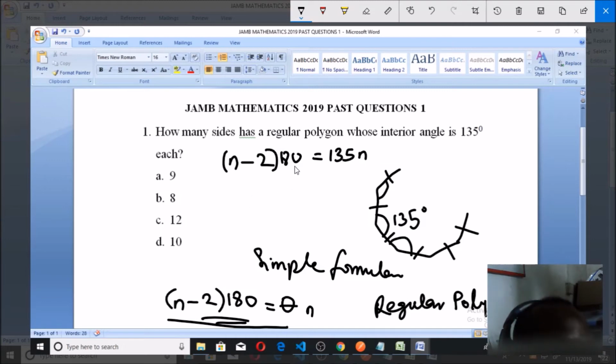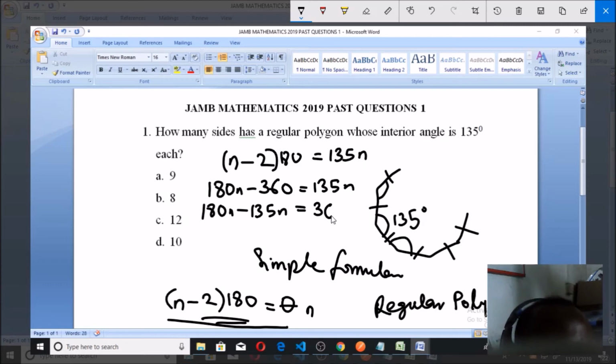And to do that, we open this bracket. 180 times n is going to give us 180n, minus 180 times 2 is going to give us 360, equal to 135n. So make n the subject of the formula. You're going to have, take n to one side, so we have 180n minus 135n, because 135 is coming over to this side. Then take this 360 to this other side, so it will be plus 360.